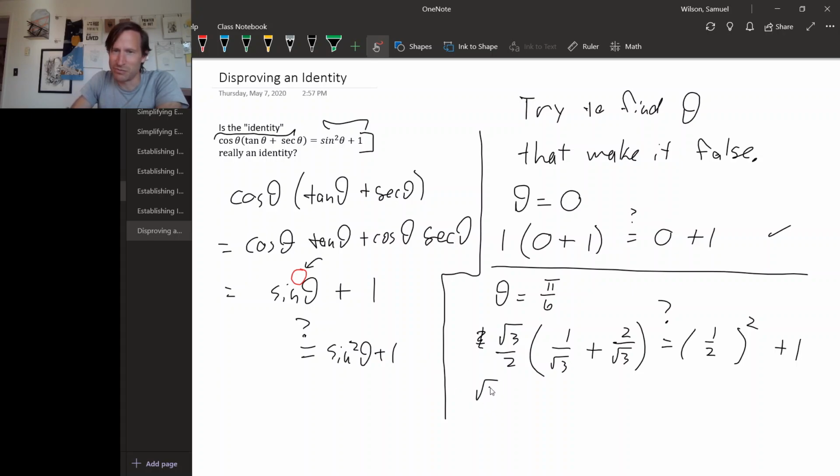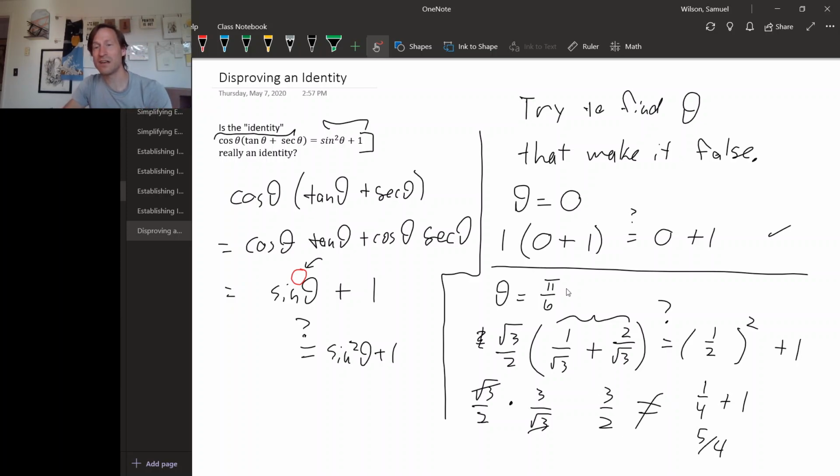So let's see, we have root 3 over 2 times, inside here, looks like we can just add these fractions since they have the same denominator. So 3 over square root of 3. Then we can simplify, and we get 3/2 for the left-hand side. For the right-hand side, 1/2 squared is 1 over 4 plus 1. That's 5 over 4. So these aren't the same. So we've found one value of theta where both sides of this are defined but unequal. So that means this supposed identity is false.